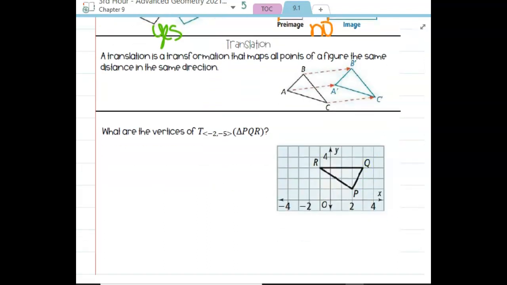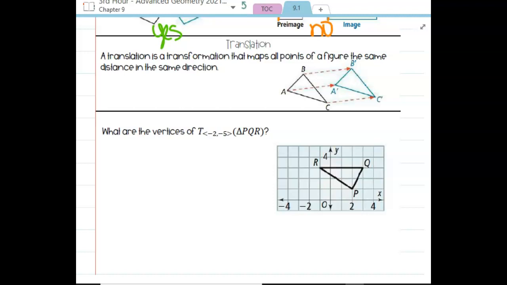Okay, so now, getting into the specific type of transformation we're going to talk about today: translations. A translation is a transformation that takes every single point in the pre-image and maps it the same distance and the same direction to the image.